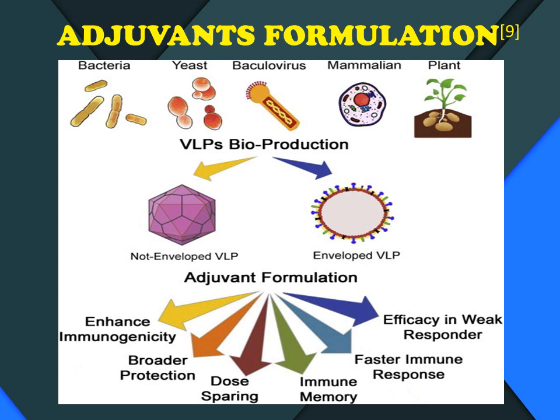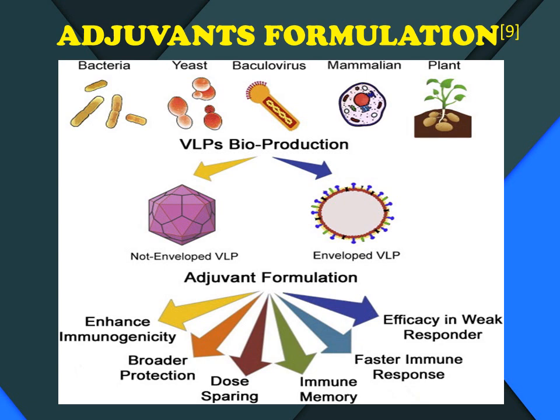Adjuvants formulation. Although VLP-based vaccines are generally highly immunogenic, formulation with adjuvants tends to enhance the magnitude, quality, and longevity of the elicited immunity. Generally, VLP-based vaccines are formulated with aluminum salts-based adjuvants. Understanding the interaction between pathogens and the immune system leads to the development of specific adjuvants.